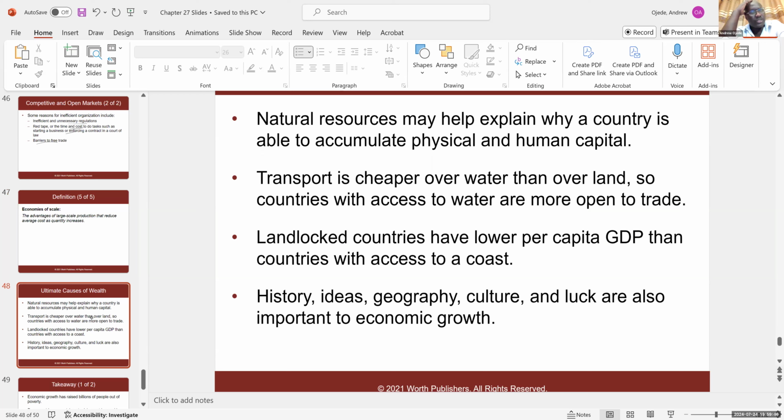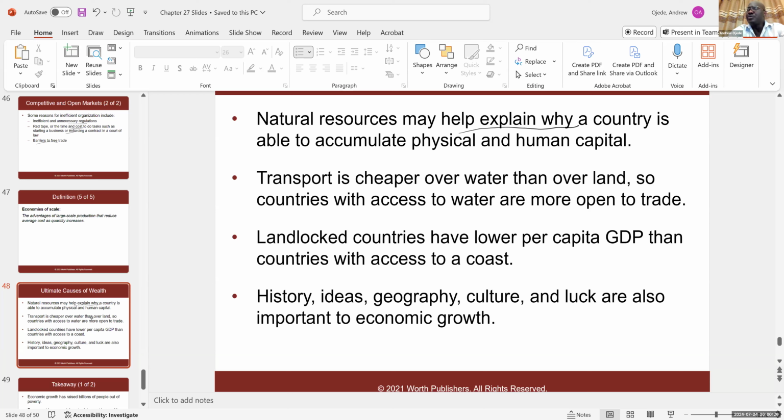And then there are other causes of economic prosperity too, like natural resources, which may help explain why a country is able to accumulate physical and human capital. So countries that are relatively more endowed with natural resource goods like oil, gold, copper, diamonds, lithium, zinc, cobalt, uranium, those critical minerals. If those resources are used effectively, it can help to boost human capital and physical capital.